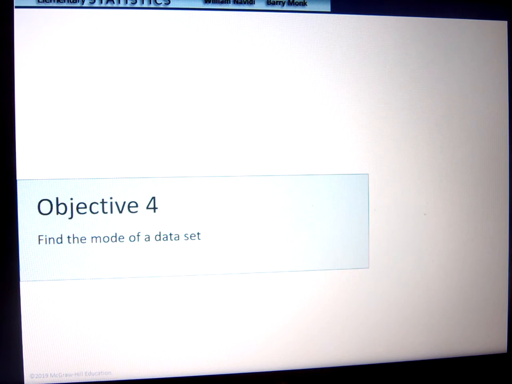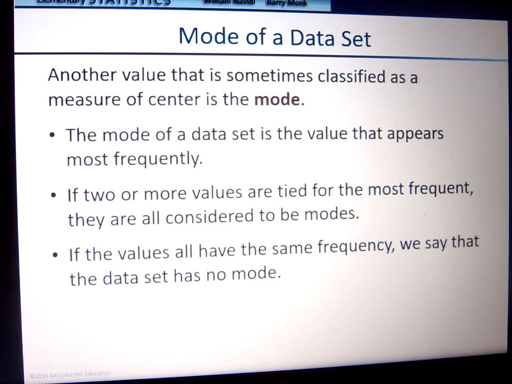All right, now we're going to take a look at finding the mode of a data set. Another value that's sometimes classified as a measure of center is the mode. It's not always a good measure of center, but sometimes it is classified that way. The mode of the data set is the value that appears most frequently. If 2 or more values are tied for the most frequent, then they're all considered to be modes. So you have to have at least 2.